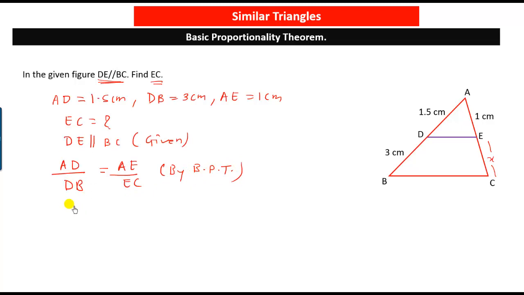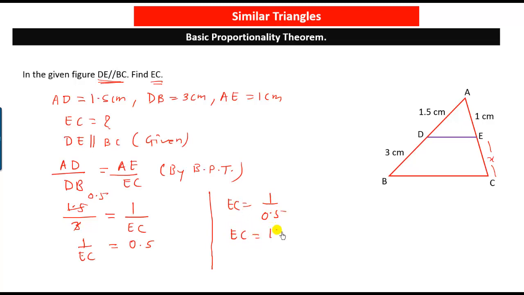So AD is 1.5 centimeter upon DB is 3 centimeter, which is equal to AE is 1 centimeter upon EC, that we have to find, and therefore 1 upon EC is equal to 3 1s are 3, 3 5s are 15, so 0.5, and therefore EC is equal to 1 upon 0.5, so EC is equal to 10 by 5, 5 2s are 10, so EC is equal to 2 centimeter.